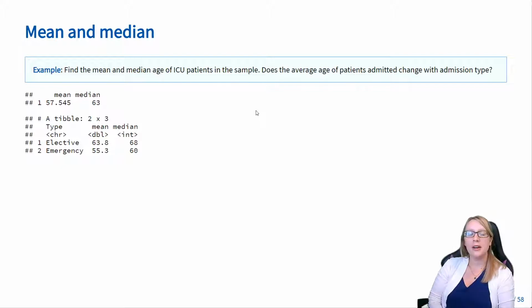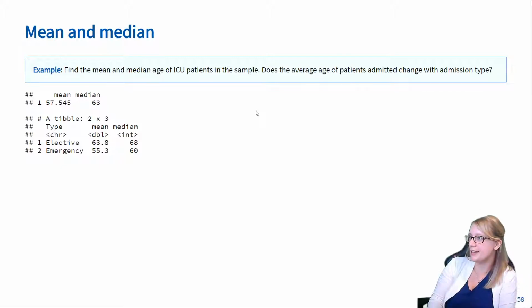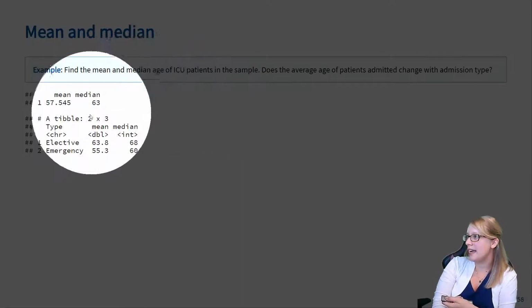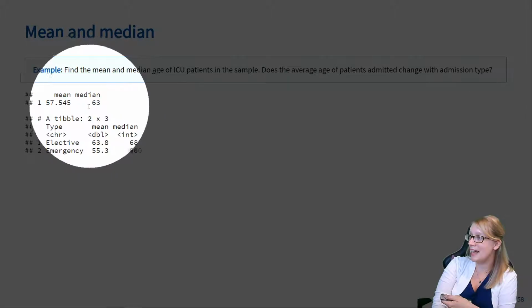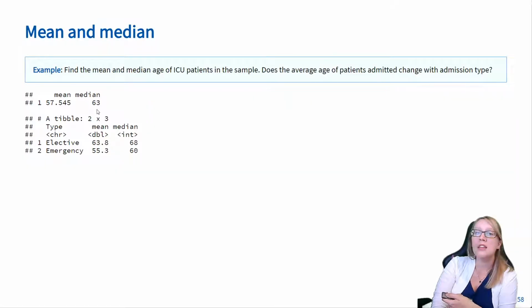Now fortunately the code here is hidden because I want to talk a little bit about the relationship here between the mean and the median. So I'd like to focus on that. So we've got the mean age, which is 57.545. We've got the median age, which is 63. The median's a little bit higher than the mean.